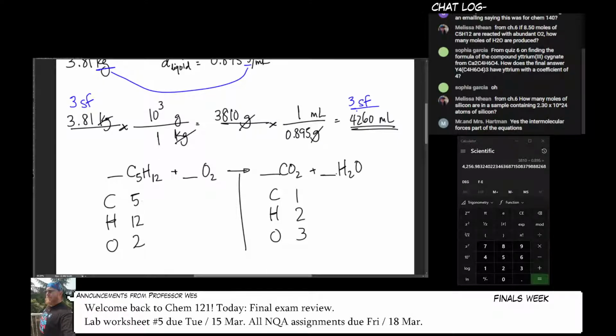So I have 5 carbon on the left. They all have to end up on the right here. So I have to have a 5 there. And then I have 10 plus 1 is 11 oxygen, because I have these 10 right here plus this one.